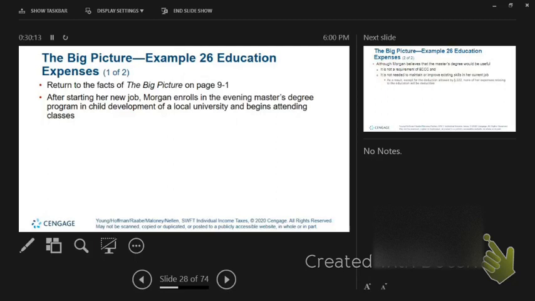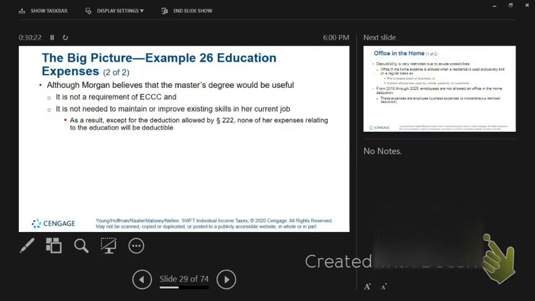She's starting her job. She enrolls in an evening master's degree program in child development at the local university and begins attending classes. It is not required for ECC, and it is not required to improve her skills. So it's not part of what she needs to do. It's something she chooses to do. So as a part of this, none of her expenses would be deductible, because it's not part of her job and it's not required to maintain her existing job. So that would not be deductible.